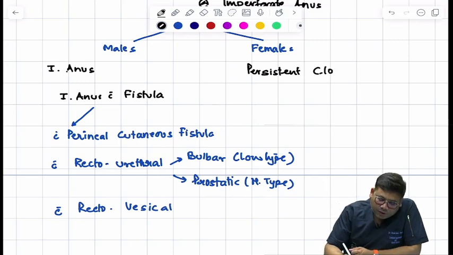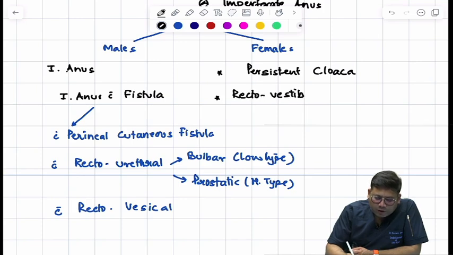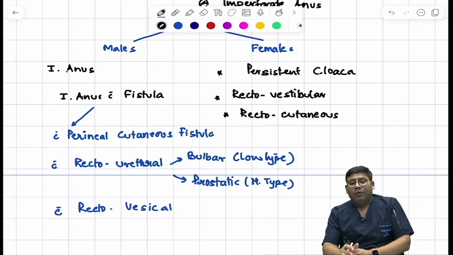So either it could be persistent cloaca, or it could be rectovestibular. What do you mean by vestibular? The opening into the vestibule of the vagina. Or it could be rectovaginal. So rectocutaneous, rectovaginal, rectovestibular.